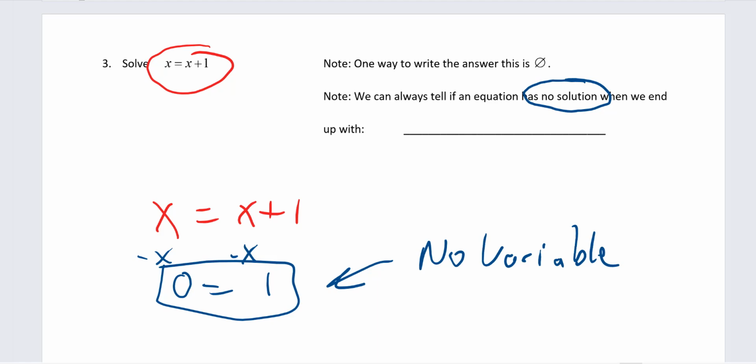Another way to write no solution is to put a circle with a line through it, which you're welcome to do. I personally hate that notation, but you're welcome to do it. So we can always tell if an equation has no solution when we end up with something that is false. So again, the answer is no solution. There is no number in the world that you could plug in for x to make that true.